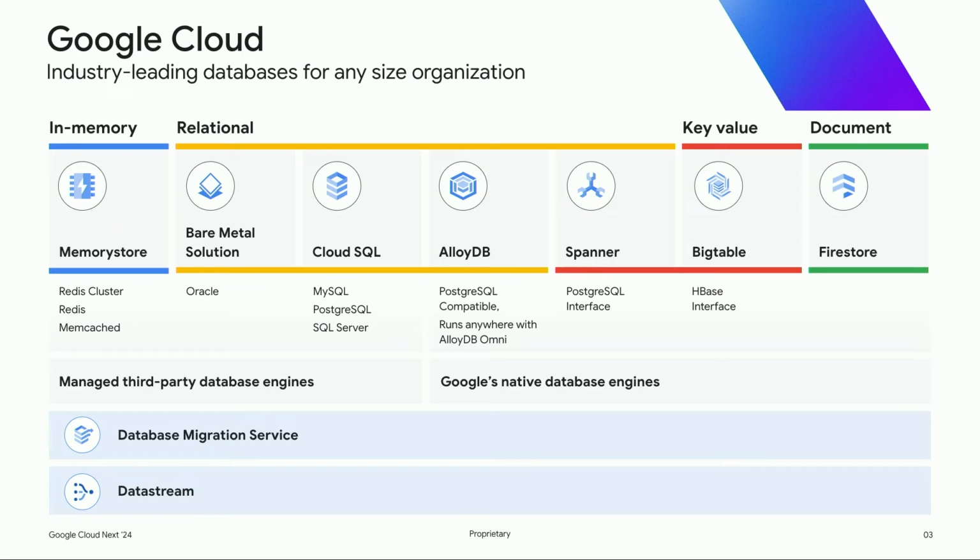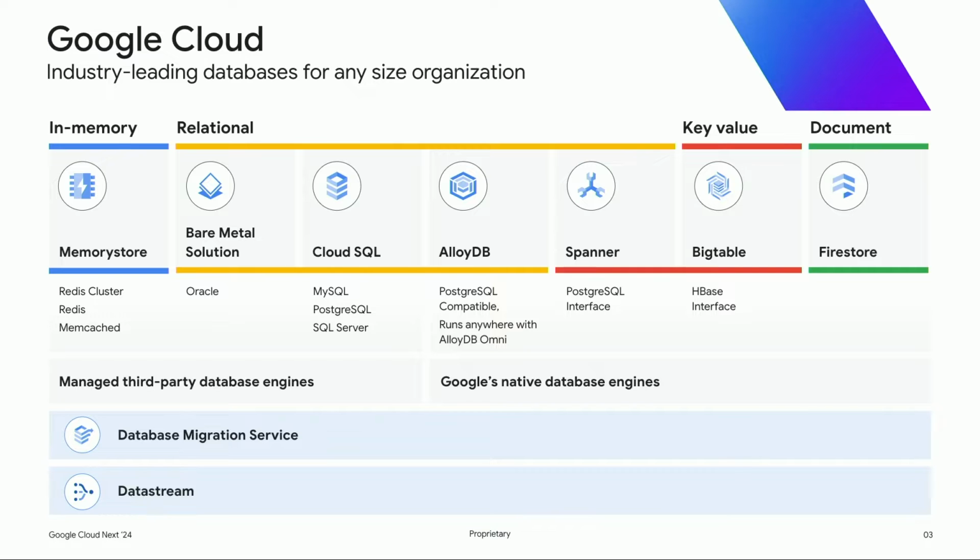At Google Cloud, we offer industry-leading databases for any size organization. On the left side of this slide, you'll see our offerings for third-party database engines. Memory Store is a fully managed service for Redis and Memcache. Cloud SQL is our fully managed service for MySQL, Postgres, and SQL Server. Bare Metal Solution offers state-of-the-art certified infrastructure and allows you to bring Oracle workloads to Google Cloud with less than 2 milliseconds of latency to all Google Cloud services.